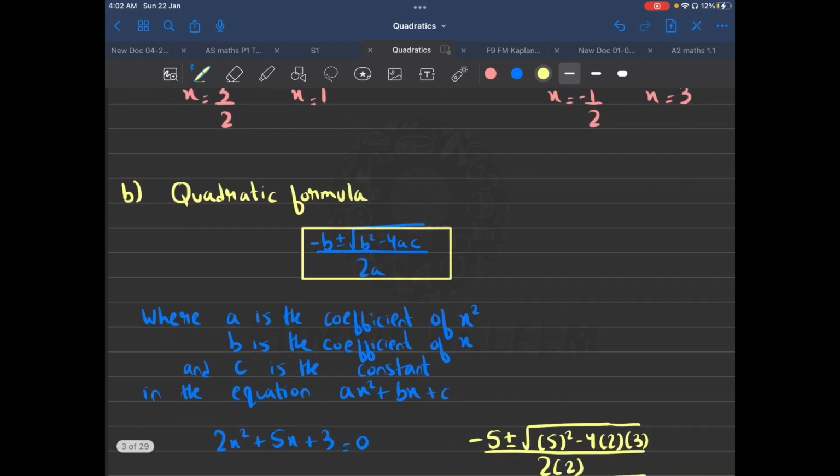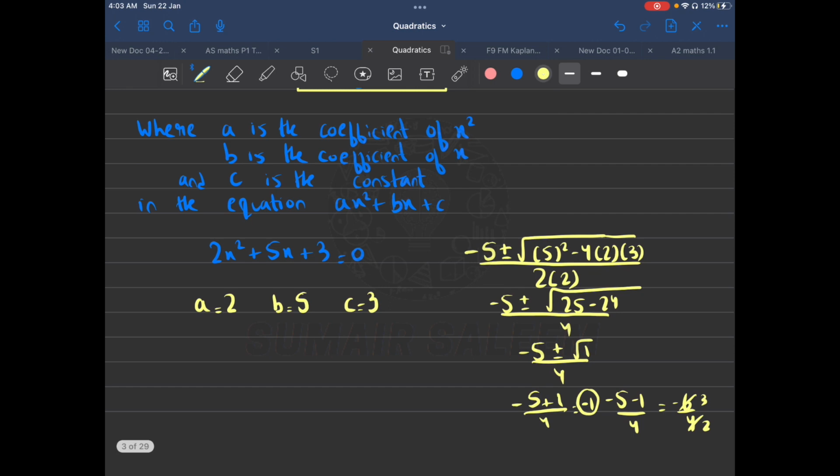So I hope you are clear with factorization and the quadratic formula. Now let's shift to the third method. That's what? Completing the square method. Let's begin.